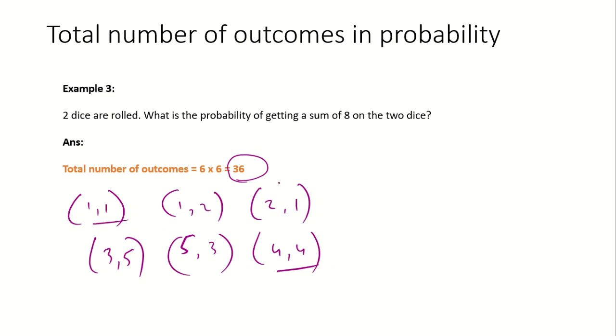Now we need to find the probability of getting a sum of 8 on the 2 dice. A sum of 8 is possible if you get 2 and 6, or 6 and 2, 4 and 4, 3 and 5, or 5 and 3. So there are 5 outcomes. So the probability is 5 divided by 36.